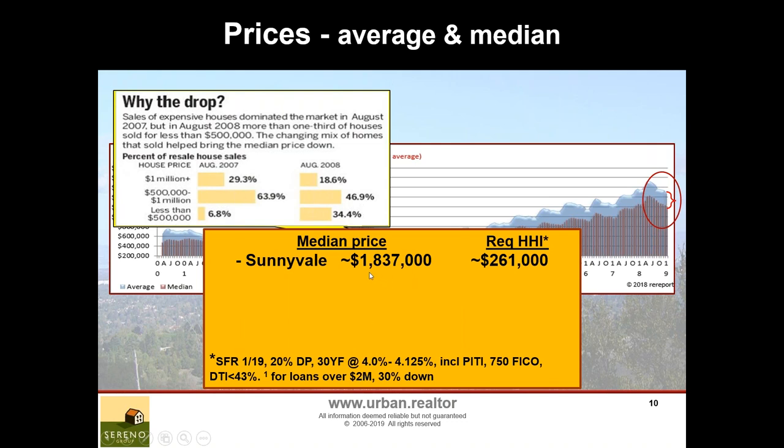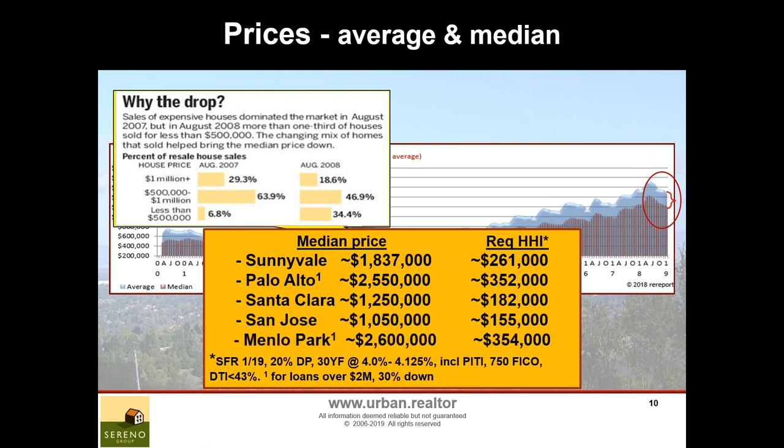as of end of last year, Sunnyvale median price is 1.8, and the kind of household income that it takes to qualify for buying this house with 20% down, 30-year fixed loan, a loan rate of about 4%, when the debt-to-income ratio is below 43%, and so on. So these are the kind of prices and income that we currently are experiencing in Silicon Valley. So in San Jose, from $155,000 household income to Menlo Park, $354,000 of household income is required to buy the median prices.